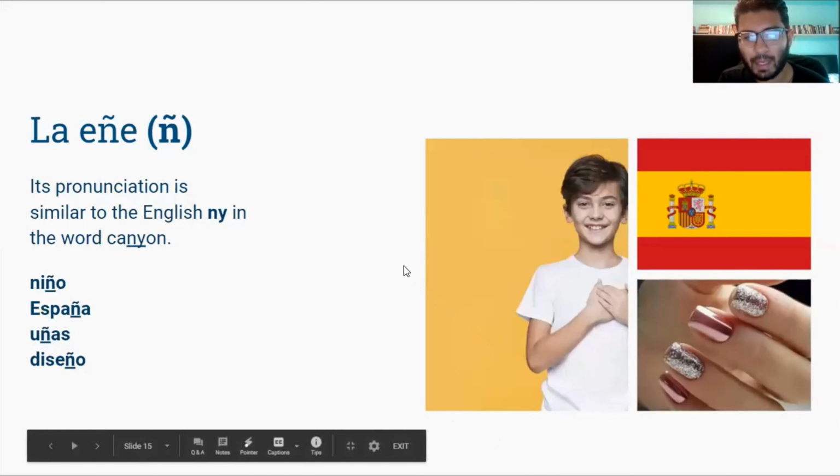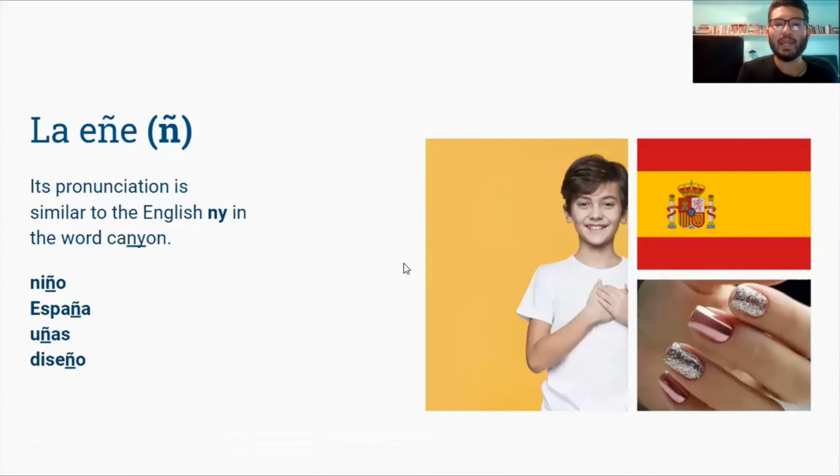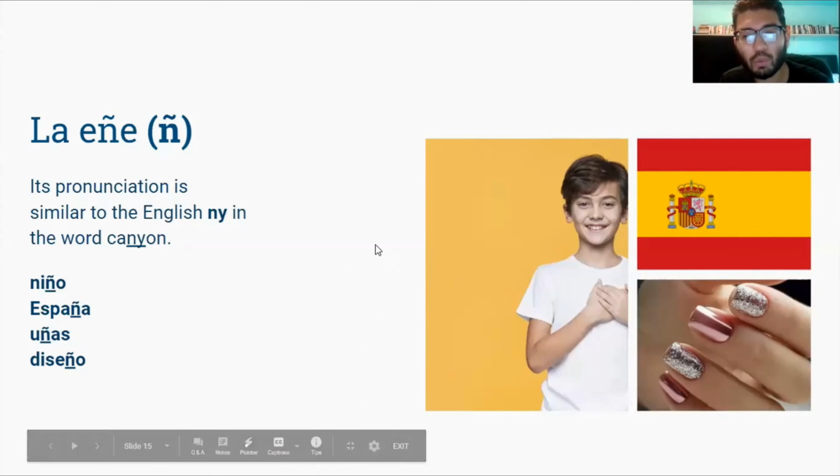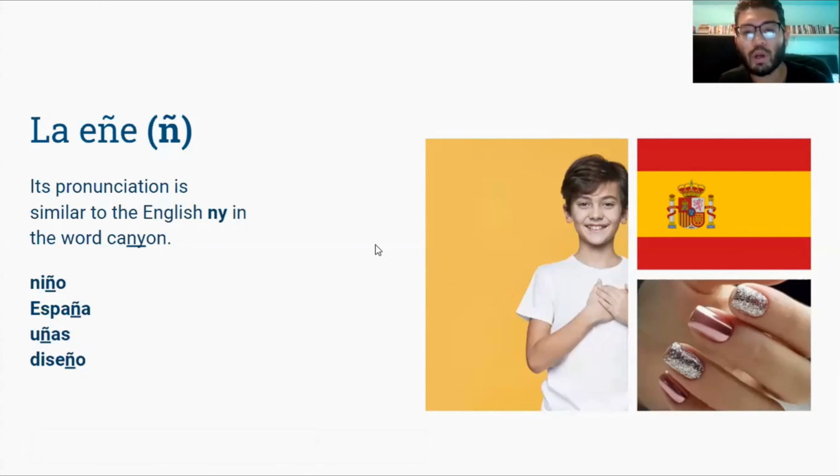And then we have the letter ñ, eñe, and here we don't have an English translation because this is not a word that exists in the English language. Eñe, that's the one additional letter that we have in Spanish and we do not have in English.